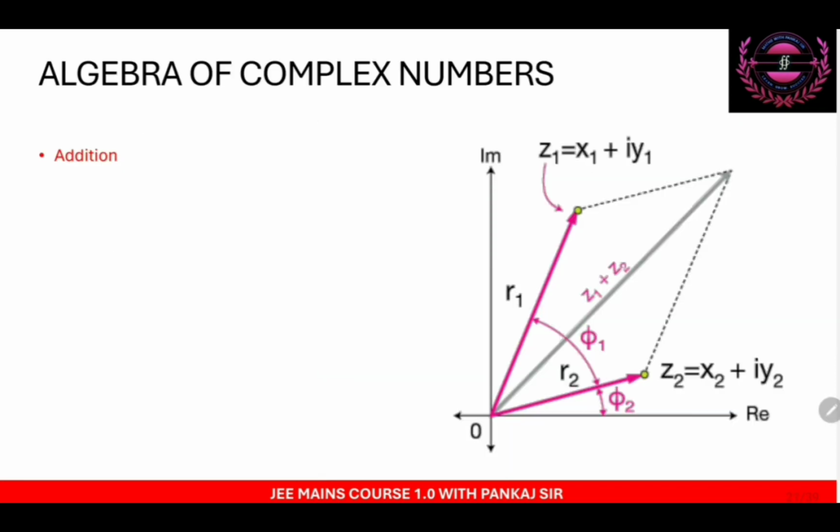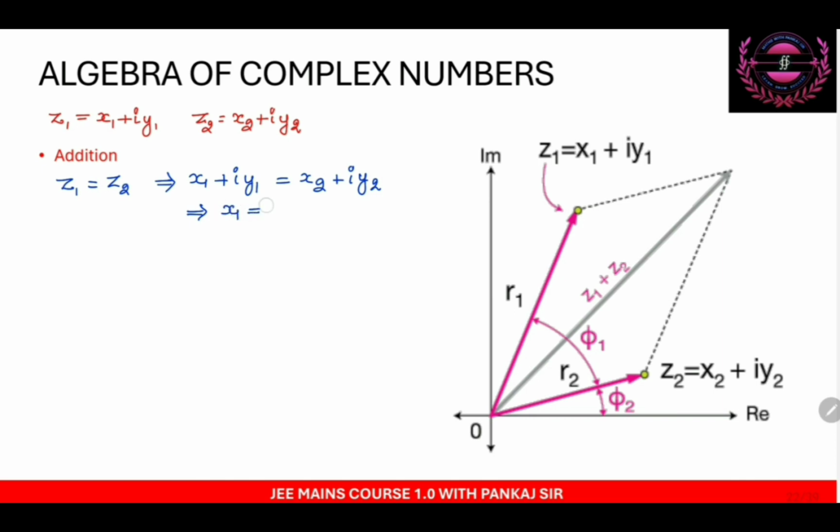Before understanding addition of two complex numbers, we need to understand equality of complex numbers. For example, we have two complex numbers, z1 equals x1 plus iota y1 and z2 equals x2 plus iota y2. And if it is given that z1 is equal to z2, which means x1 plus iota y1 is equal to x2 plus iota y2, it is obvious that we will compare the real part with the real part of the other complex number and the imaginary part of one complex number to the imaginary part of the other. This indirectly means that x1 is equal to x2 and y1 is equal to y2.